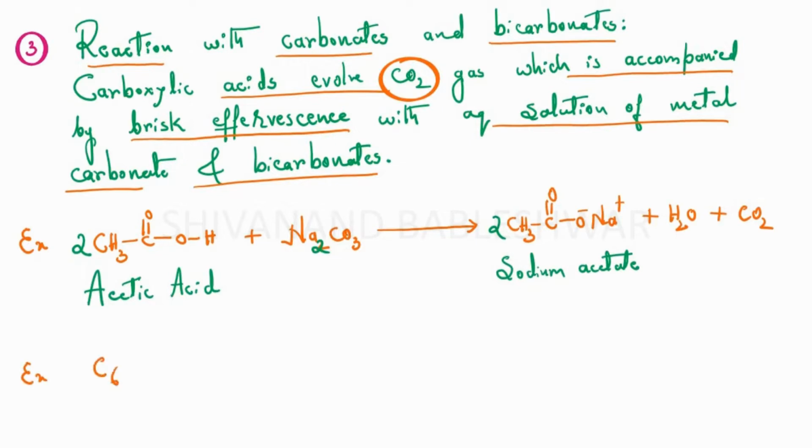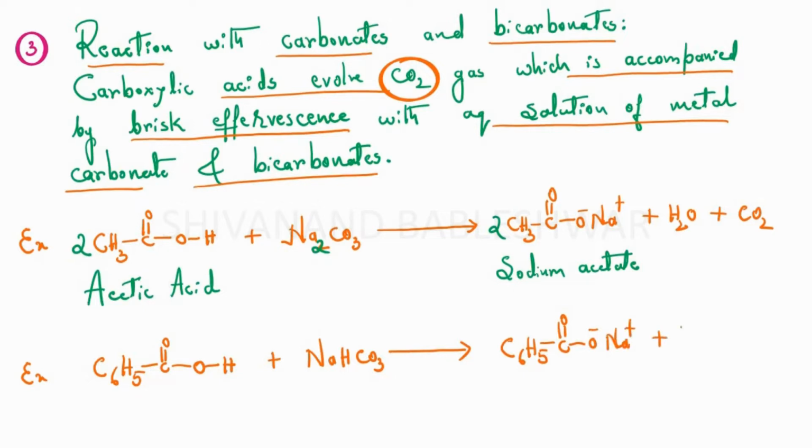Benzoic acid formula is C6H5, C double bond O, then followed by OH, and let us treat it with metal bicarbonate. That is an example of sodium bicarbonate, NaHCO3, which is also called as baking soda, right? And we will be having a salt of that acid, C6H5, C double bond O minus, Na plus, along with the formation of water, H2O plus CO2.